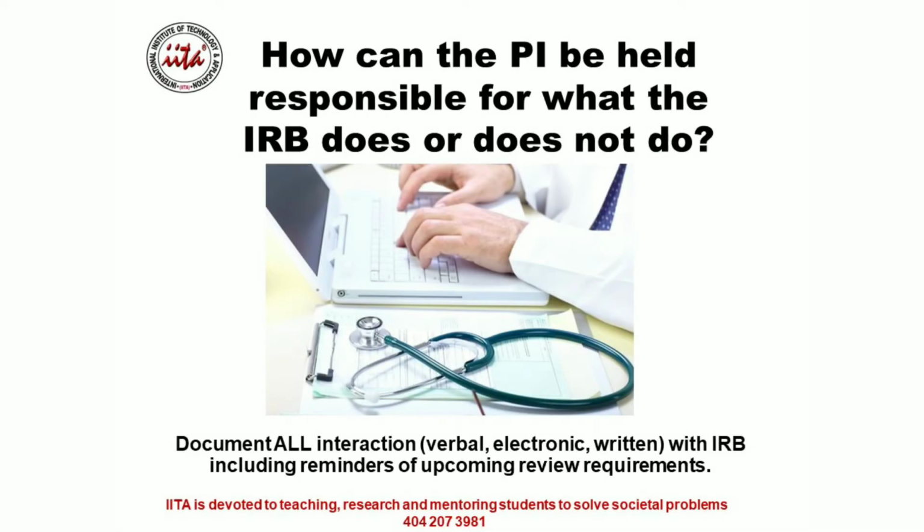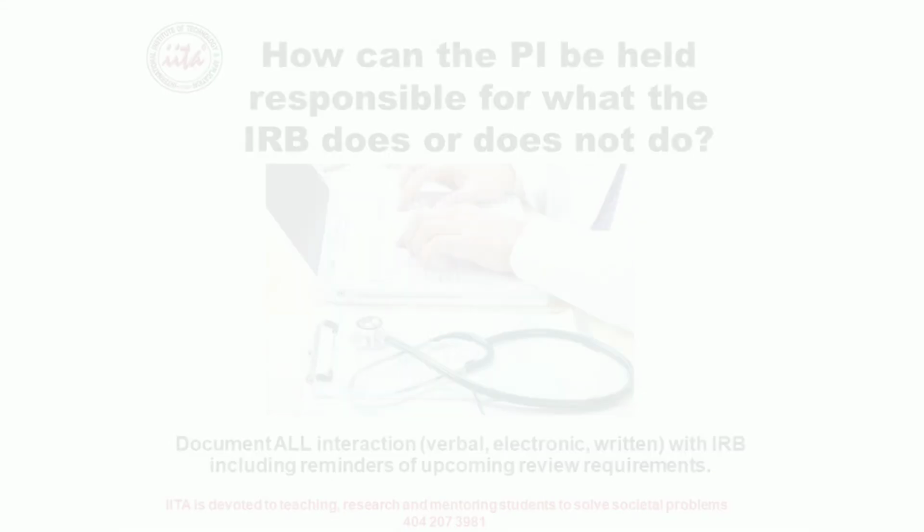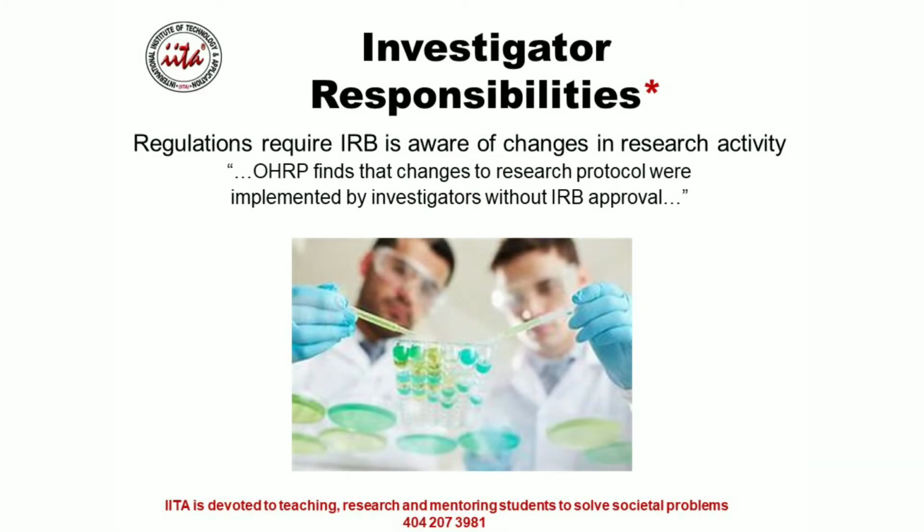How can the PI be held responsible for what the IRB does or does not do? Document all interaction, be it verbal, electronic, or written, with IRB, including reminders of upcoming review requirements. Investigator responsibilities continued. Regulations require IRB is aware of changes in research activity. The OHRP finds that changes to research protocol were implemented by investigators without IRB approval.